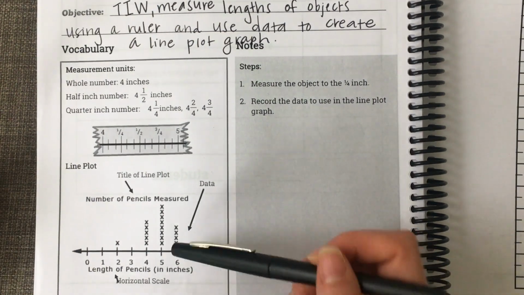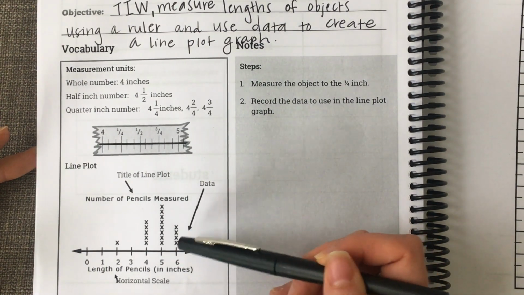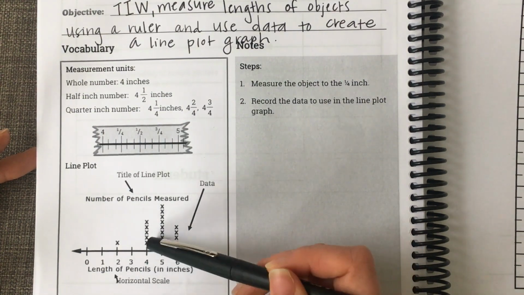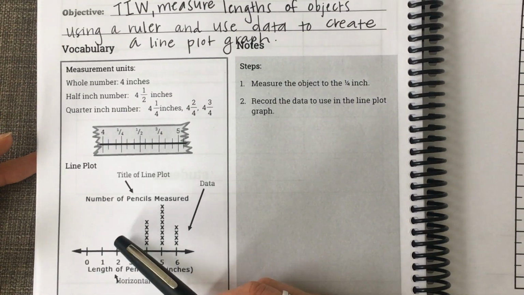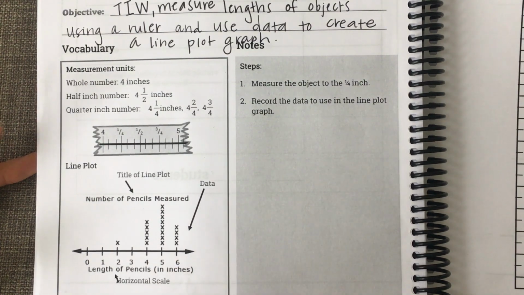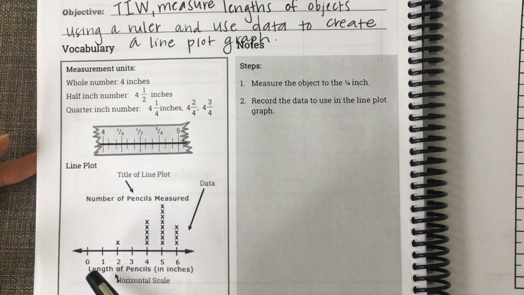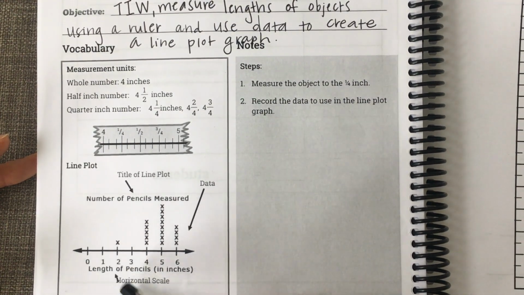Okay. And then these X's, those are what is showing our data. So each X represents a pencil that is whatever length it is plotted on. So if we look right here, we can see that there is one pencil that is 2 inches long. There are no pencils that are 3 inches long, or 0 or 1 inches, because there are no X's here. That means that there is no data.